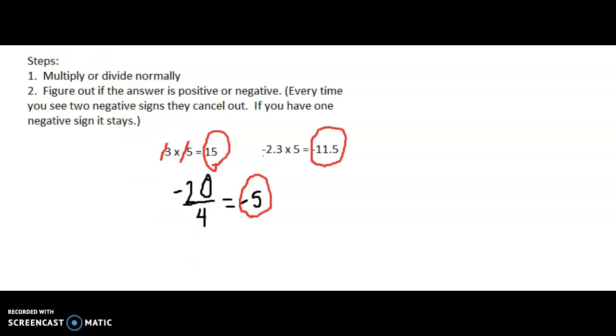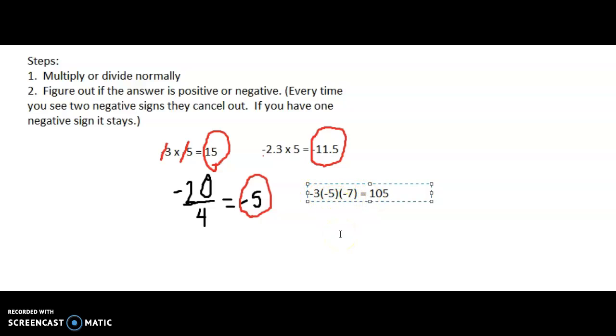Now, what if I had one that, let's look at this case. So let's say we had -3 parentheses -5 parentheses -7. Now let's talk about what this means. First, we still multiply or divide normally. Numbers next to parentheses mean we're multiplying. 3 times 5 is 15. 15 times 7 would be 105. Okay, so that's just multiplying normally.